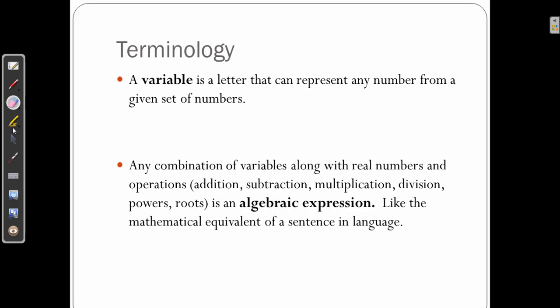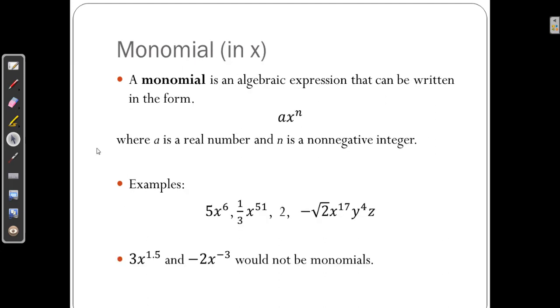We're going to talk about a specific type of expression. And that type of expression is polynomials. But first, we're going to build up polynomials by talking about monomials. So here's the definition for a monomial in X. It could be in any variable. I just, for simplicity's sake, chose it to be a monomial in X. A monomial is an algebraic expression you can write in this form, ax to the n. The important parts: a is a real number, that's not very restrictive, but n has to be a non-negative integer.